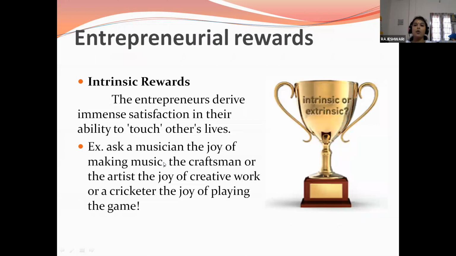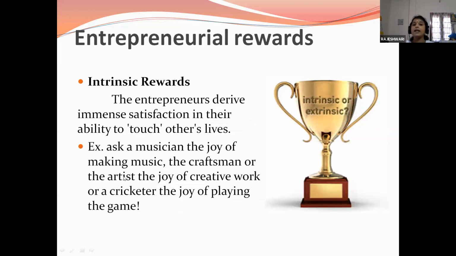We all know what rewards are. Appreciation should be there for the work we are doing. If appreciation comes, definitely we will be motivated. Intrinsic rewards mean self-satisfaction. Entrepreneurs derive immense satisfaction in their ability to touch other lives. Yes, we are touching others' lives, some employees' lives also.